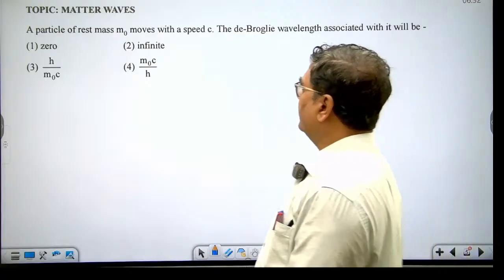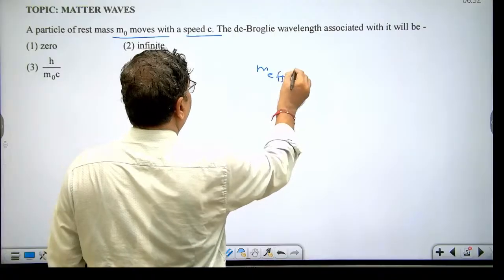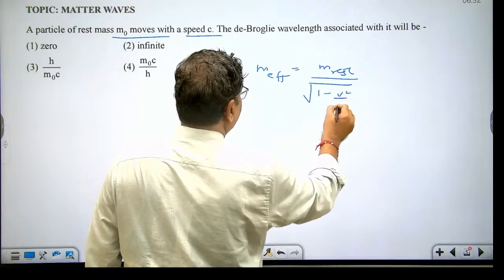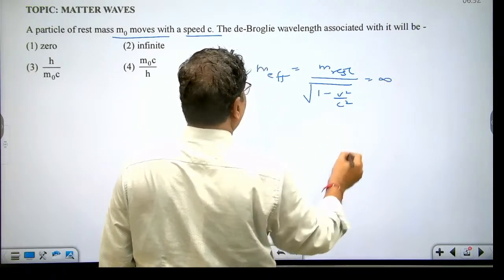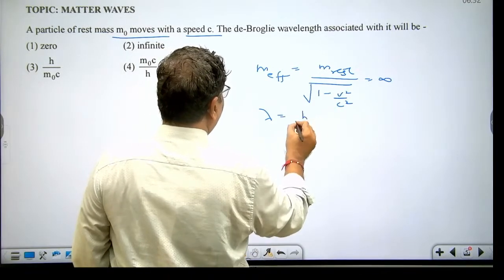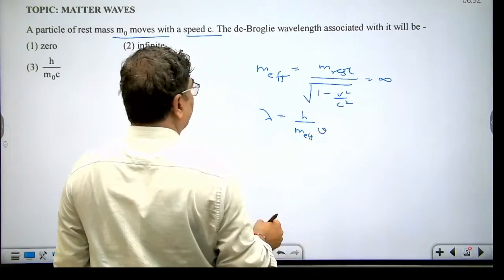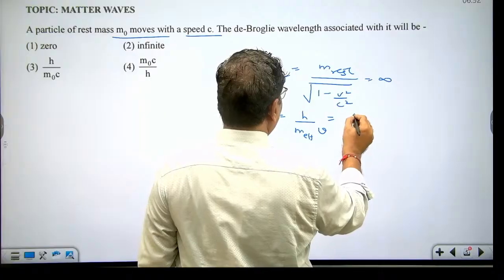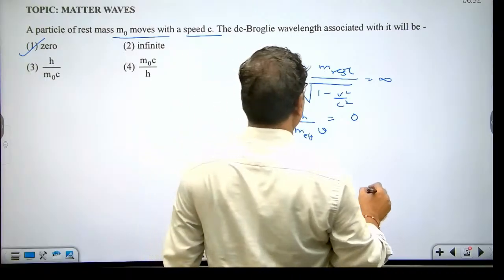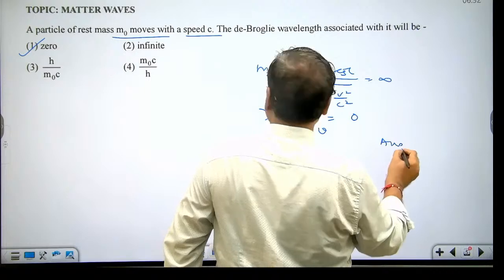A particle of rest mass m0 moves with speed c. Here m effective will become equal to m rest upon under root 1 minus v square upon c square. Since v equal to c, this will become infinity. So de Broglie wavelength h upon m effective into v. Since m effective has become infinity, de Broglie wavelength has become 0. So out of 4 choices, the correct choice is option 1.